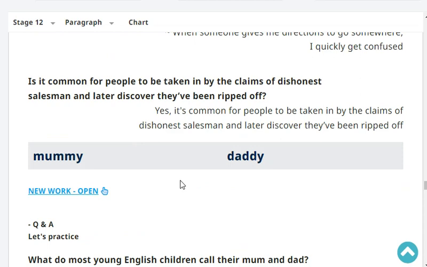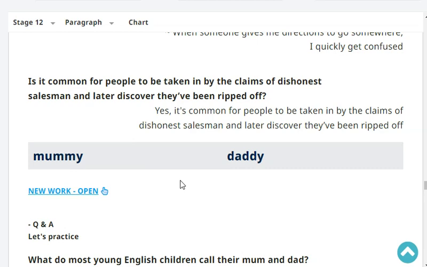Is it common for people to be taken in by the claims of dishonest salesmen and later discover they've been ripped off? Yes, it's common for people to be taken in by the claims of dishonest salesmen and later discover they've been ripped off.